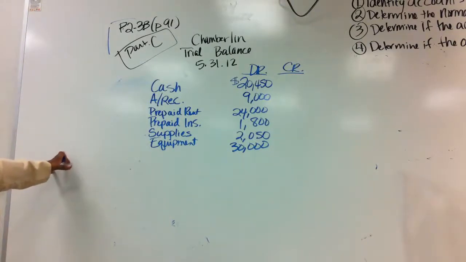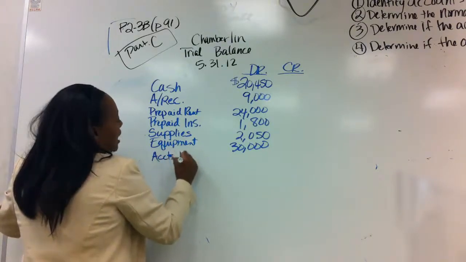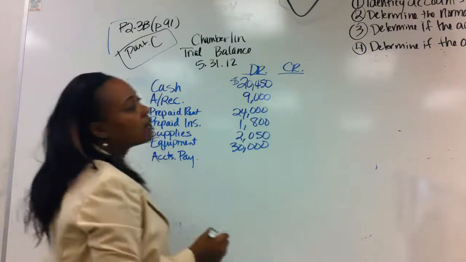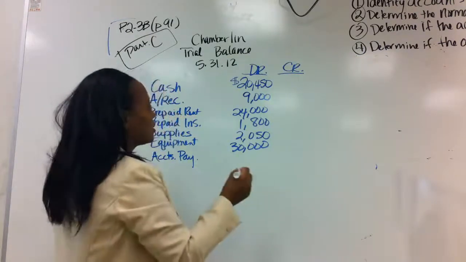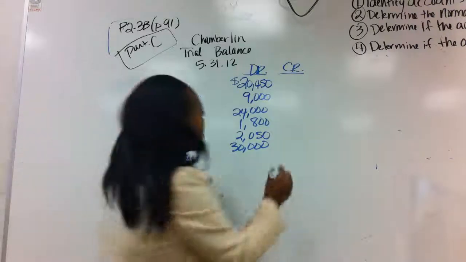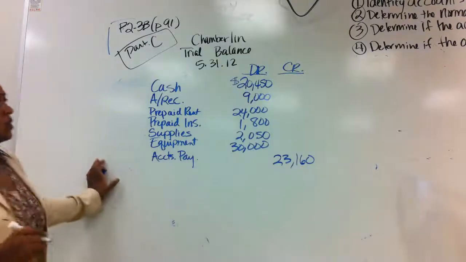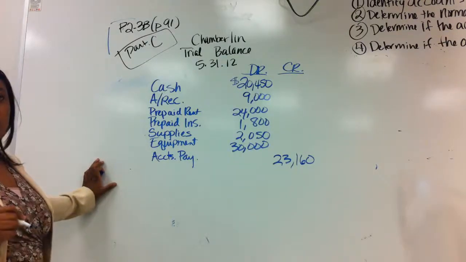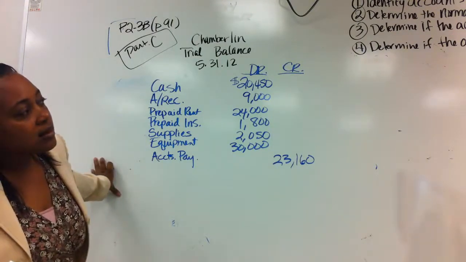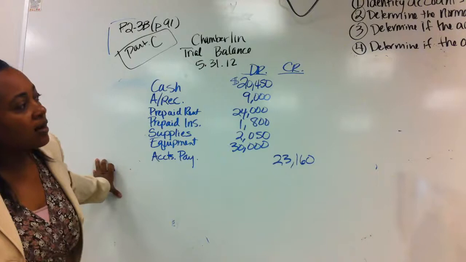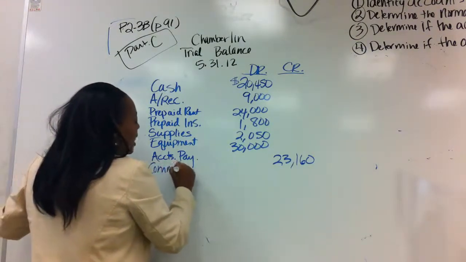Are there any more assets? No, let's go with the liabilities. First one and only one we have is accounts payable or AP. And the amount for that one is 23,160. So $23,160 for our accounts payable credit balance. Any more liabilities? No. We don't have retained earnings, but we do have a common stock account. How much? Common stock, 50,000.